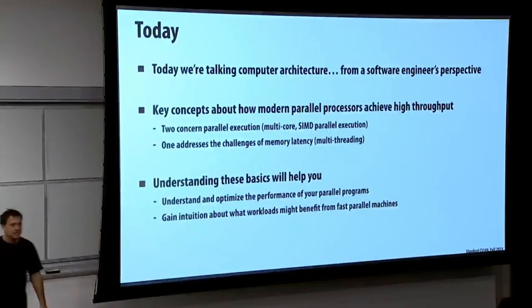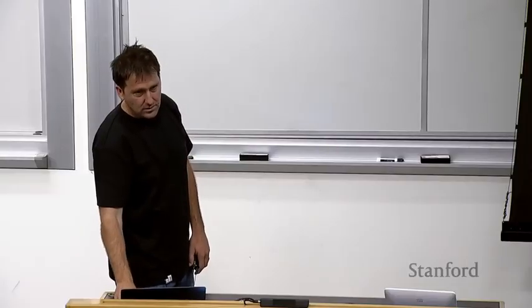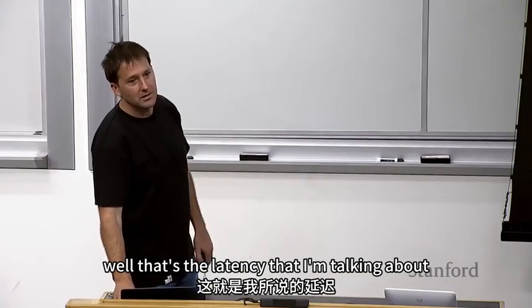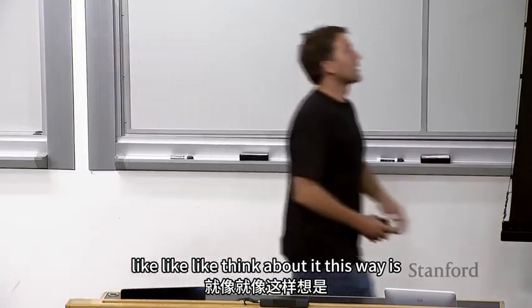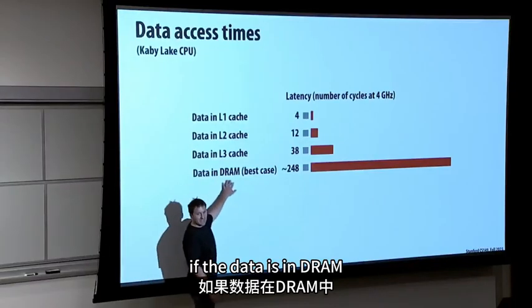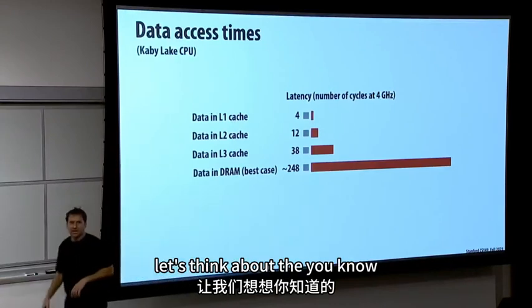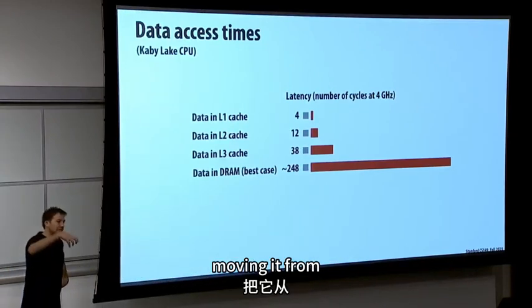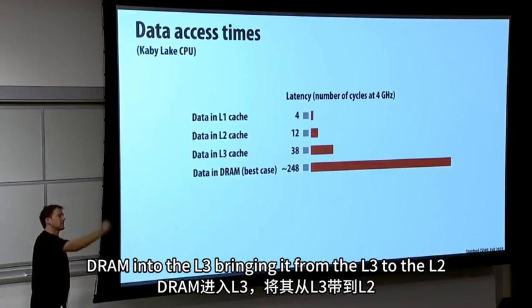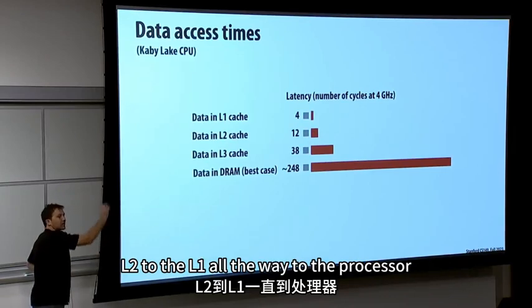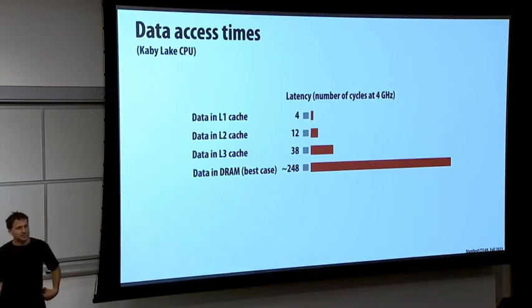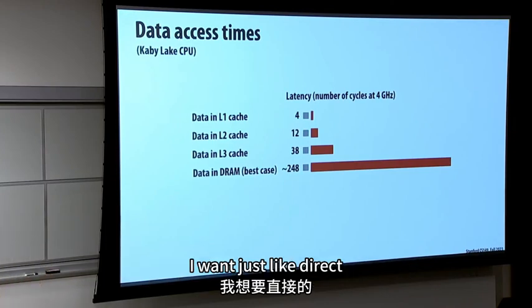One question is, you're taking it from RAM and putting it into L1. Well, that's the latency that I'm talking about. Think about it this way: if the data is in DRAM and the processor says I want address X, let's think about moving it from DRAM into the L3, bringing it from the L3 to the L2, L2 to the L1, all the way to the processor. That's 250. Is there no way to just bring it directly to L1?